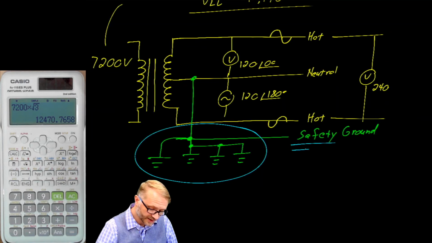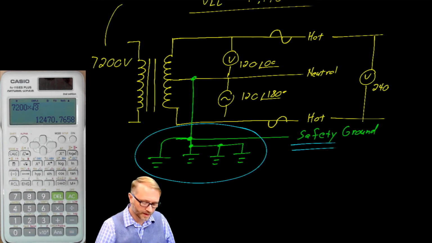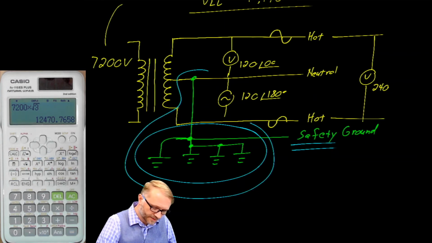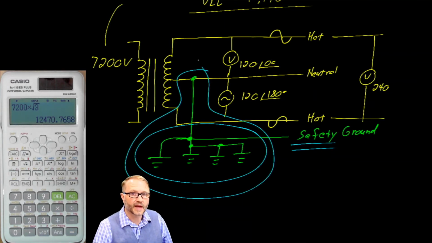It's called safety ground for a reason. The safety ground plus these connections to the neutral are very important. They keep you safe and they prevent your house from burning down.